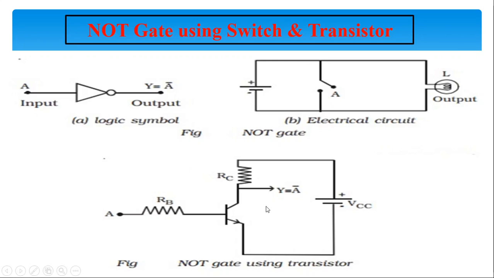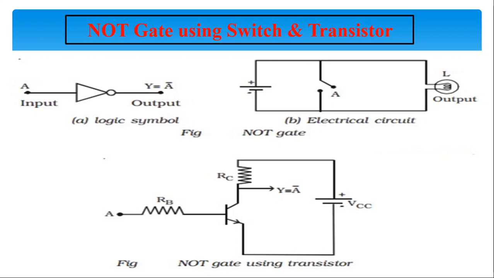The NOT gate can be constructed using transistor. We know that a transistor is used for switching or amplification purpose. Due to this property, we are using it as a switch for NOT gate operation. The transistor used for the design of logic gates depends upon the transistor's switching speed.